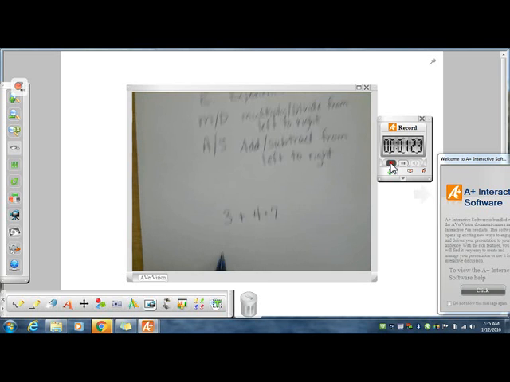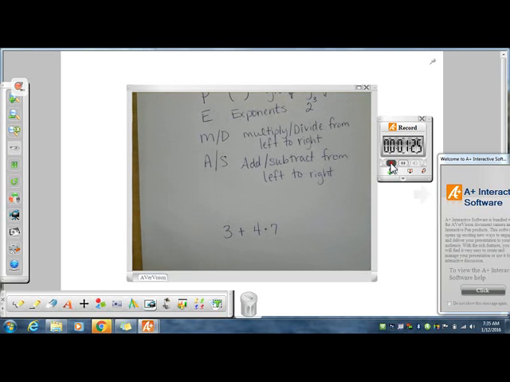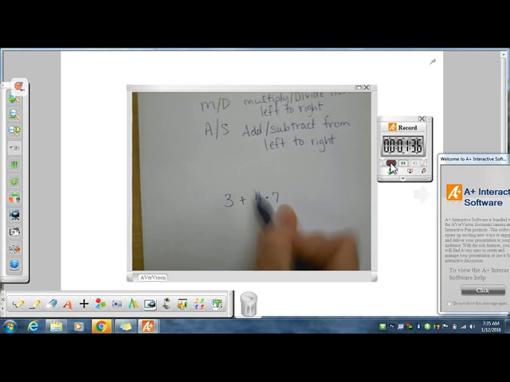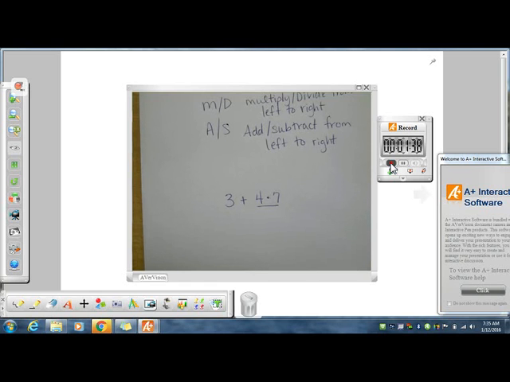If I go through my checklist, do I have any parentheses? No, I don't have any parentheses there. I don't have any exponents, but I do have some multiplication or division, 4 times 7. So I'm going to underline that because that's the first thing I'm going to do, 4 times 7. 4 times 7 is 28. I bring everything else down.